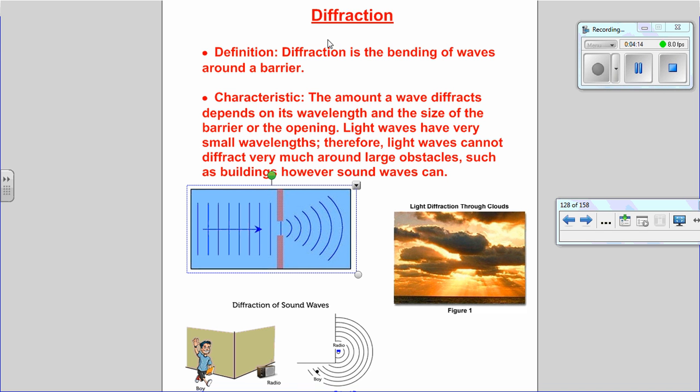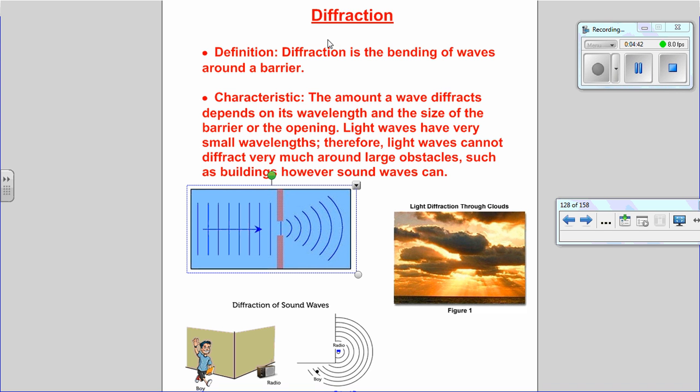Remember where visible light is found on the electromagnetic spectrum. It's found on the end where the wavelength is starting to get much shorter. So they have a very small wavelength. So therefore, they cannot diffract or bend that much around very large obstacles, such as a building, okay? However, sound waves can. Sound waves have much longer wavelengths, and they can bend around larger obstacles more than light waves can.